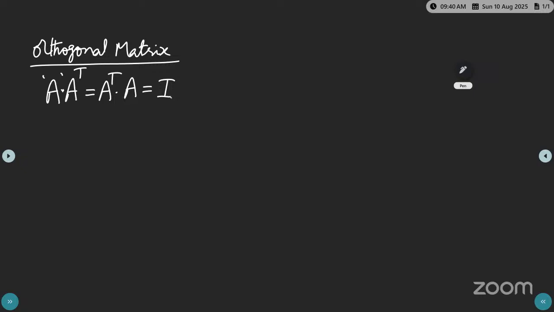Here there is one important similarity between the inverse as well as the orthogonal matrix. What is that similarity? You know better. A into A inverse equals to A inverse into A equals to I. Clear? So here A inverse, A transpose, both are not same, equal. Don't say same. Here, if A is orthogonal matrix, A inverse equals to A transpose. Write the properties.